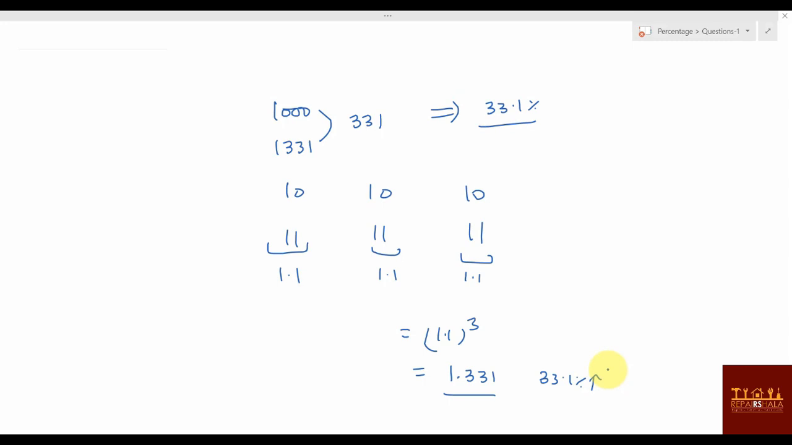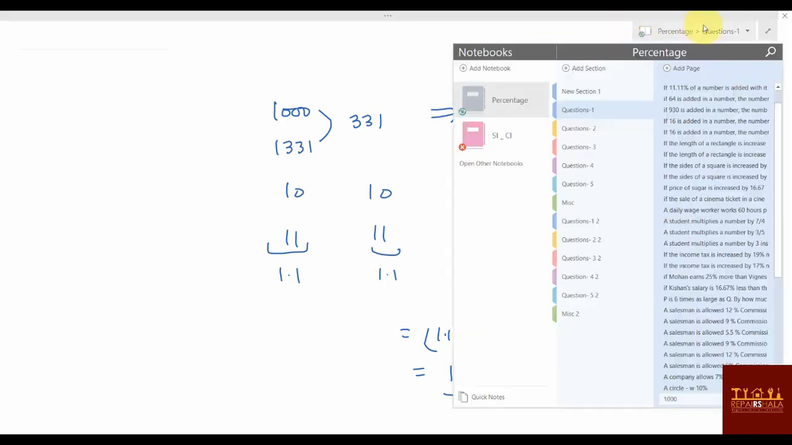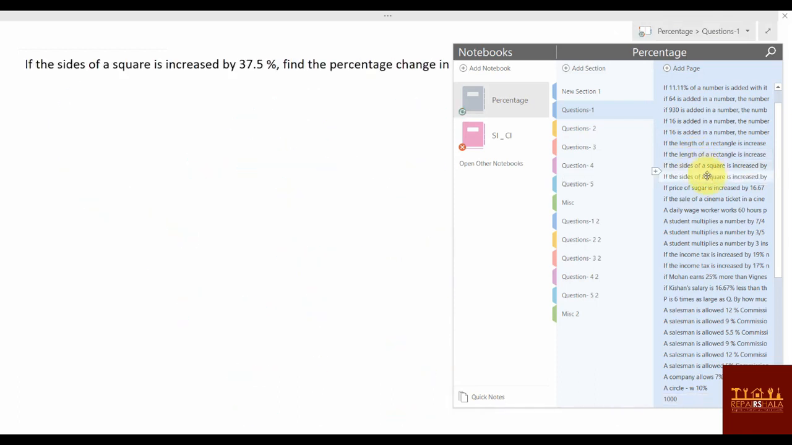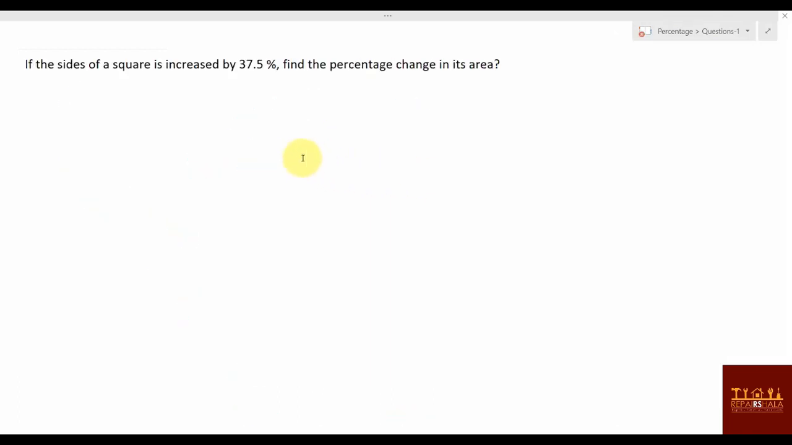I hope this is clear till now, right? Okay, let's check other questions. If this question is still available, we have done this question, right?